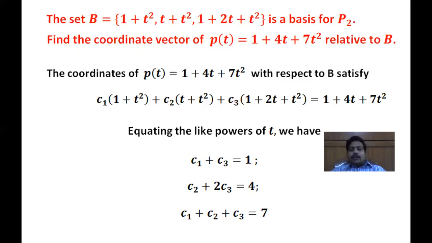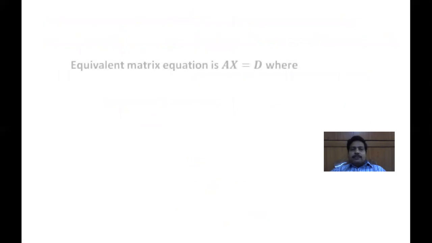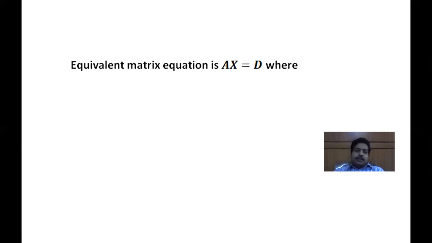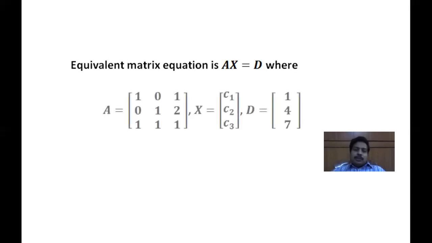So we need to find the values of C1, C2, C3 such that these three relations are satisfied. So we convert this into a matrix form. Ax is equal to D, where A is the coefficient matrix 1, 0, 1, 0, 1, 2 and 1, 1, 1. These are the coefficients of C1, C2 and C3 in those three relations. Here X is the matrix of unknowns, that is C1, C2, C3, and D is equal to 1, 4, 7.